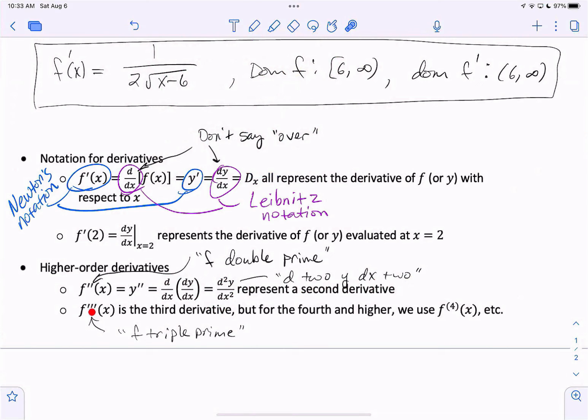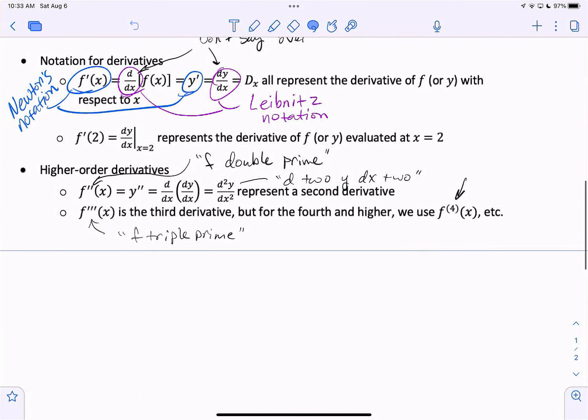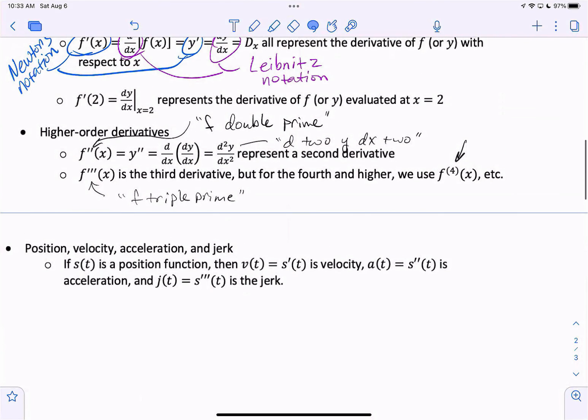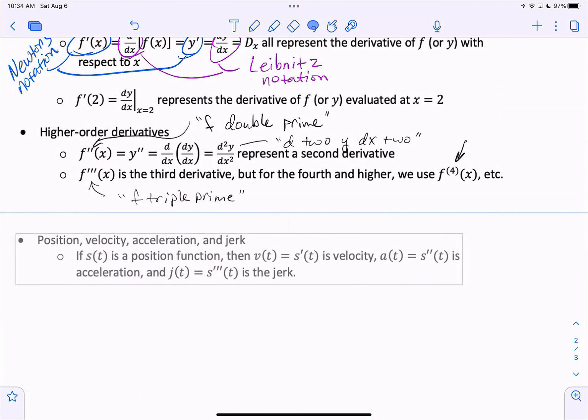We don't just put prime, prime, prime, prime, prime if we have like a fifth derivative. After 3, we use parentheses to denote the derivative. So f with an exponent looking 4, but the 4 is in parentheses, of x, that would be the fourth derivative. How many derivatives can we take? As many as the function will let you. It may not be meaningful to take 20 derivatives, but maybe it is, who knows?